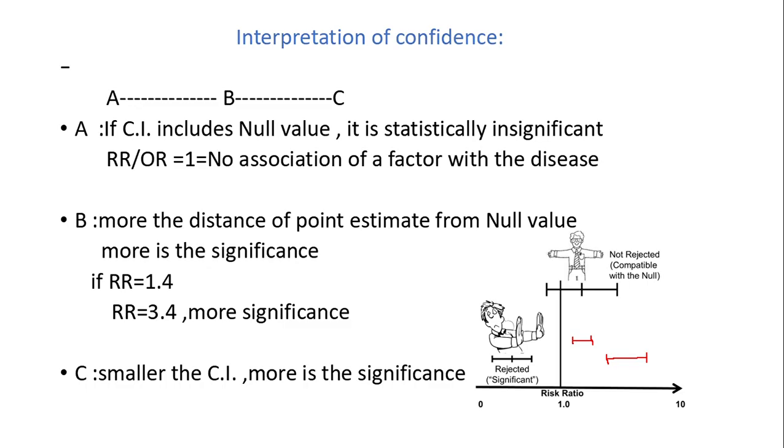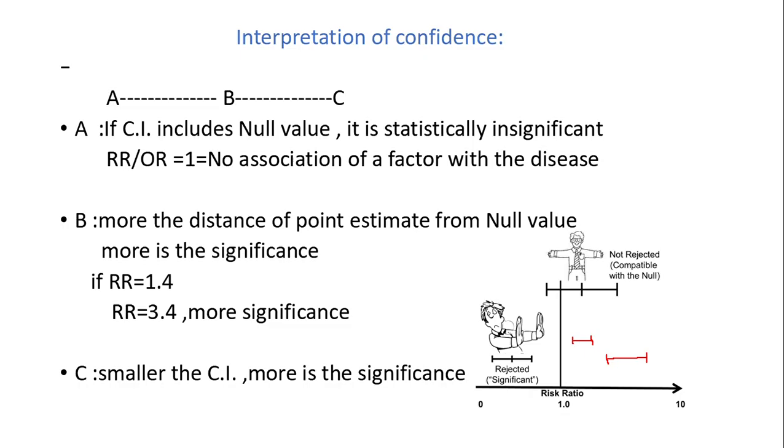Then coming to interpretation of confidence interval: A, B, C. A, if the CI, confidence interval, includes the null value, it is statistically insignificant. Relative risk divided by odds ratio, RR by OR, equal to 1 means no association of a factor with the disease. B, the more the distance of the point estimate from the null value, the more the significance. If RR is equal to 1.4 versus RR equal to 3.4, the latter has more significance. And C, the smaller the CI, confidence interval, the more the significance.